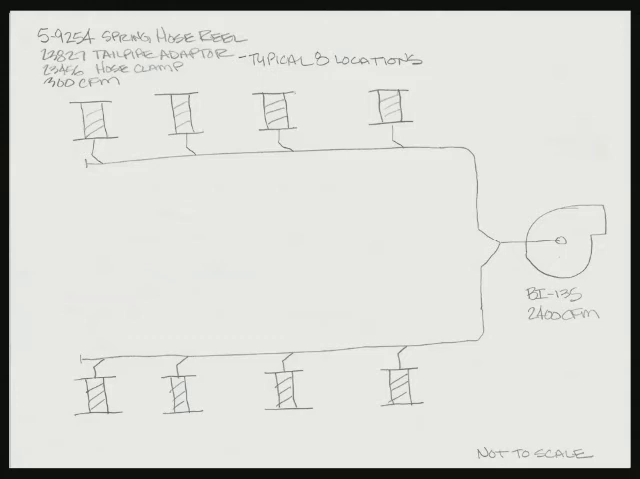Okay, so now if we're going to move to the next step where we're actually going to start sizing the ductwork, I like to start on the far left side or furthest away from the fan and work my way towards the fan. So in this case, we know that the first hose drops need 300 CFM. That first section of duct is going to run 300 CFM.